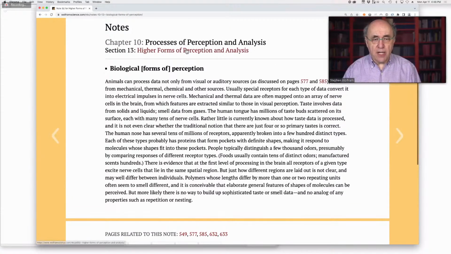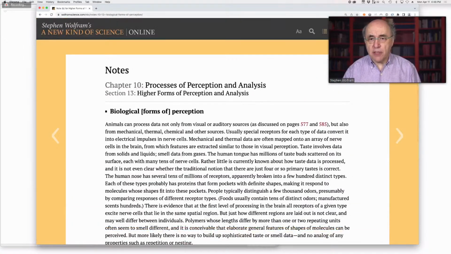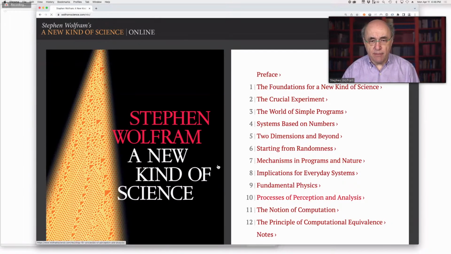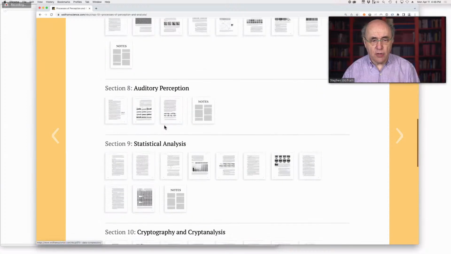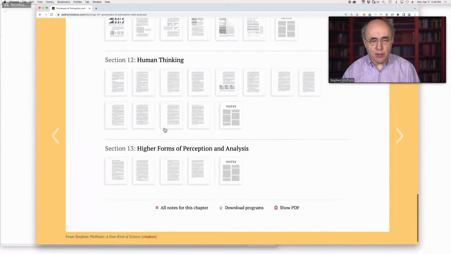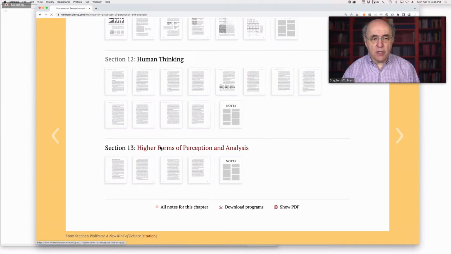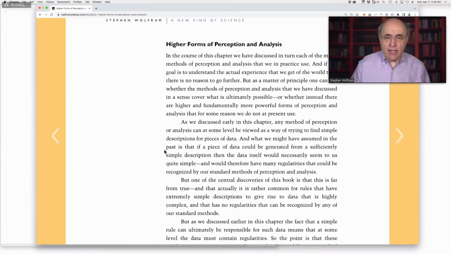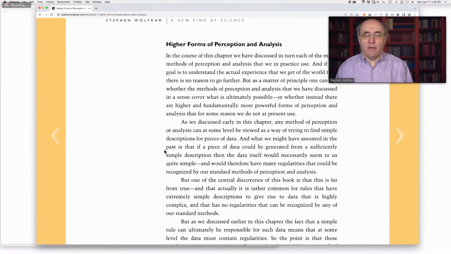Okay, the final section here of chapter 10 is a section that I've really returned to, actually, in some ways in recent times. It's called Higher Methods of Perception and Analysis. In other words, right now we've got our eyes and our ears and our mathematics of the year 2002, when this was written. But what about the future? What might we be able to perceive or analyze in the future?